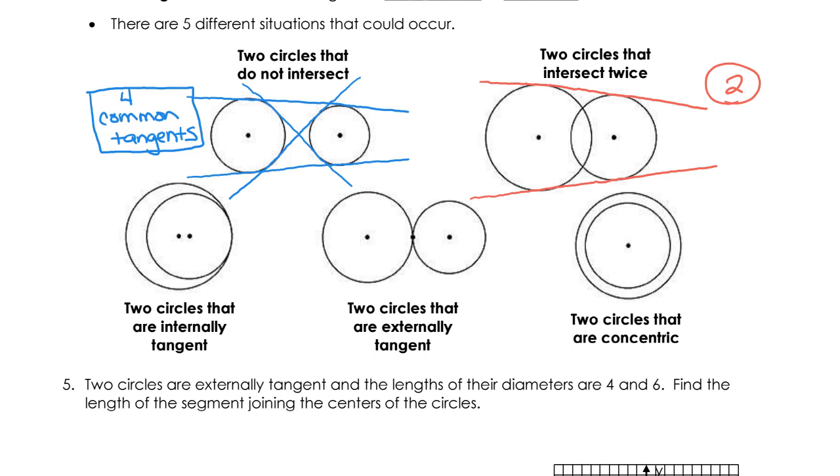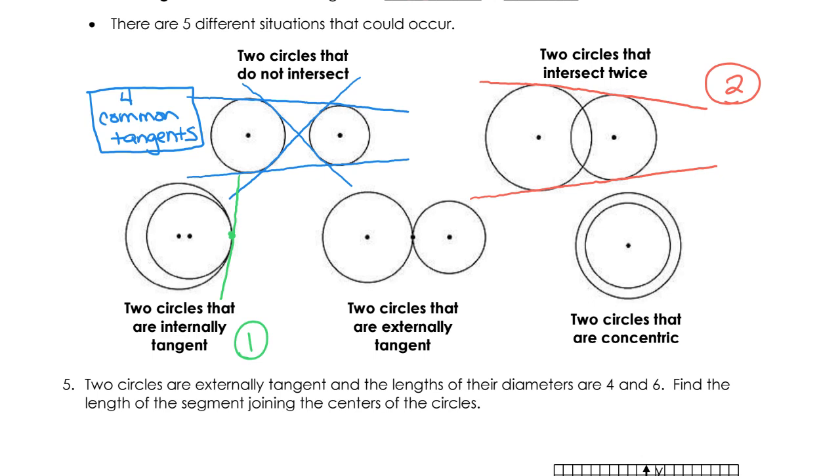Picture number 3 is 2 circles that are internally tangent. Again, when we want to draw our common tangents, we have to touch both circles. So the only spot that we could touch both circles is where both circles touch. And so we can only draw that common tangent right there. That is the only line that just touches both circles. So this only has 1 common tangent that can be drawn.